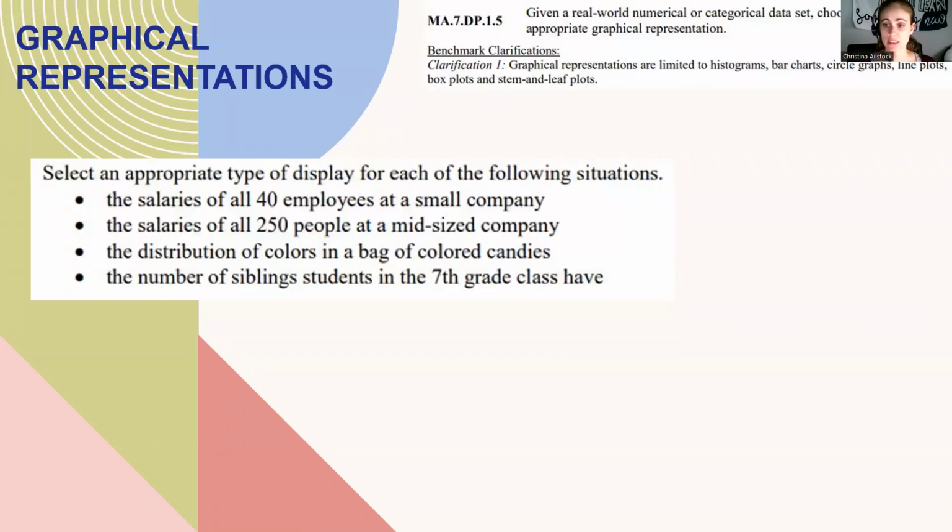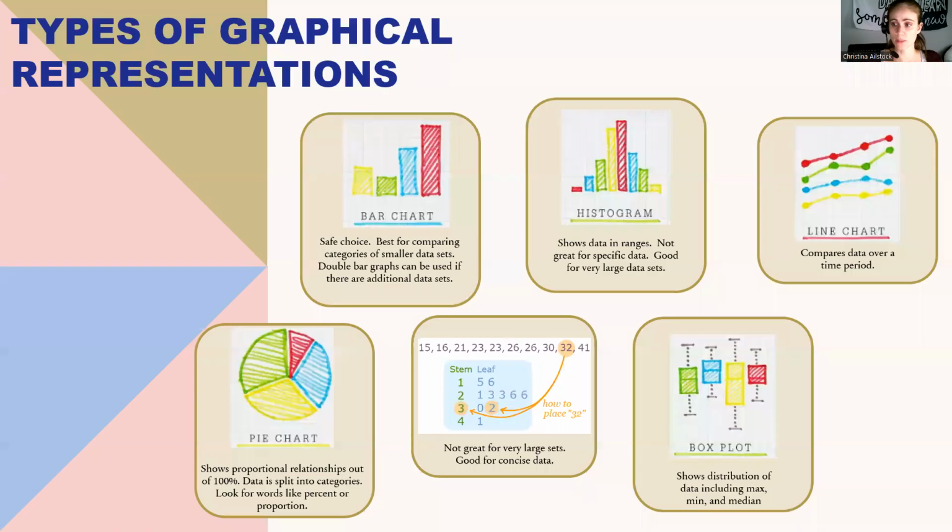So we are being asked here to select an appropriate type of display for each of these following situations. So our first one is the salaries of all 40 employees at a small company. Then we have the salaries of all 250 people at a mid-sized company, the distribution of colors in a bag of colored candies, and then the number of siblings students in the 7th grade class have. So if we back up a moment, there are lots of different types of graphical representations, but these are the ones we've really been focusing on this year.